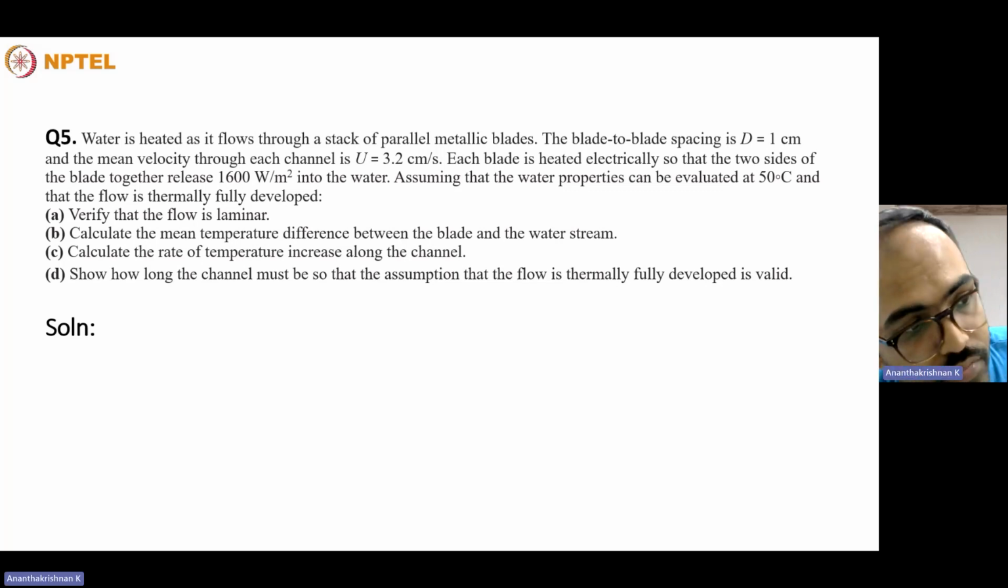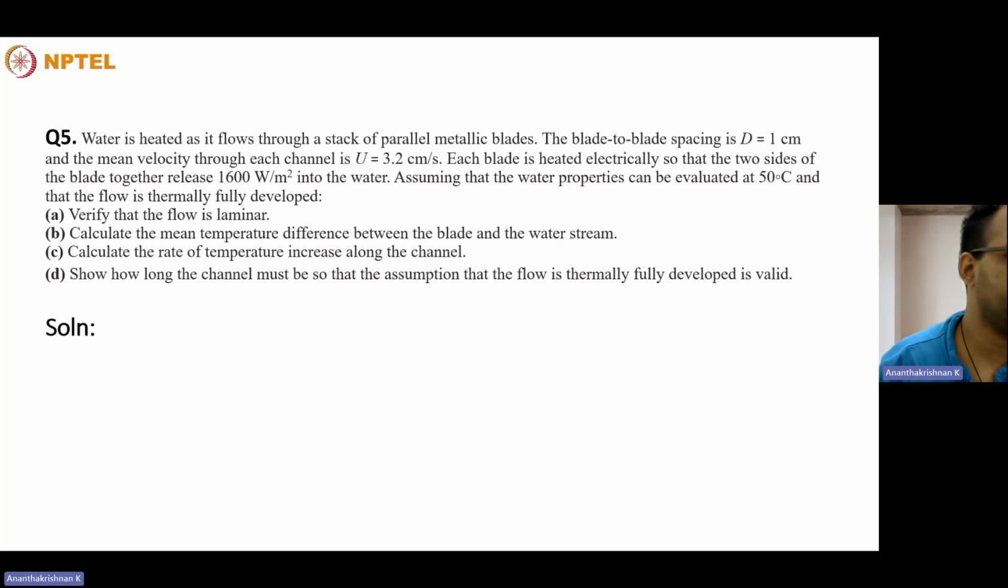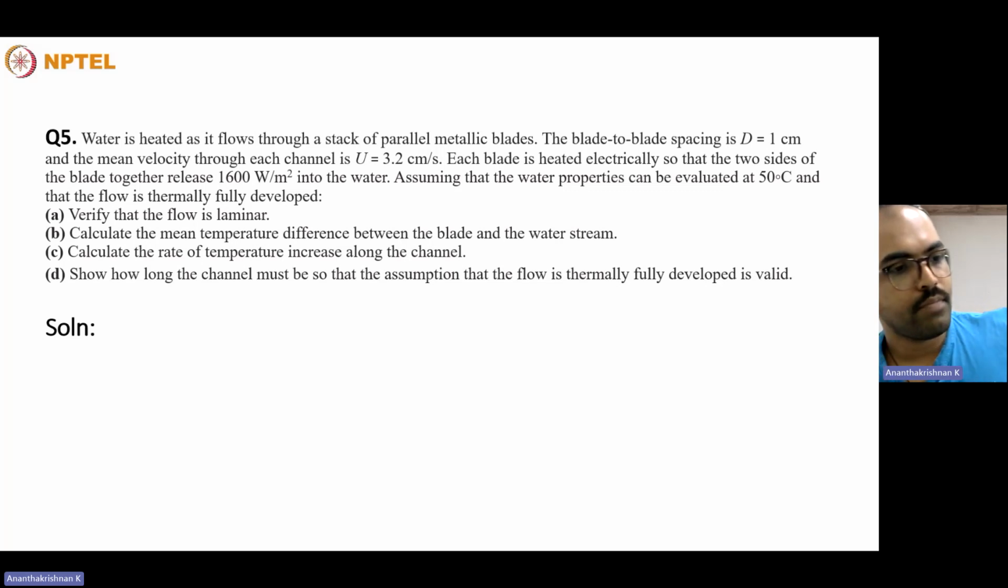So first of all, we have to verify the flow is laminar and then calculate the mean temperature difference between the blade and the water stream. It's a stack of parallel metallic blades. The blade to blade spacing is d equal to 1 centimeter. The mean velocity through the channel is 3.2. Each blade is electrically heated so that the two sides of the blade together release the total heat flux towards the fluid water of 1600 watt per meter squared. We have to calculate the rate of temperature rise along the channel and how long the channel must be so that the assumption that the flow is fully thermally developed is valid.